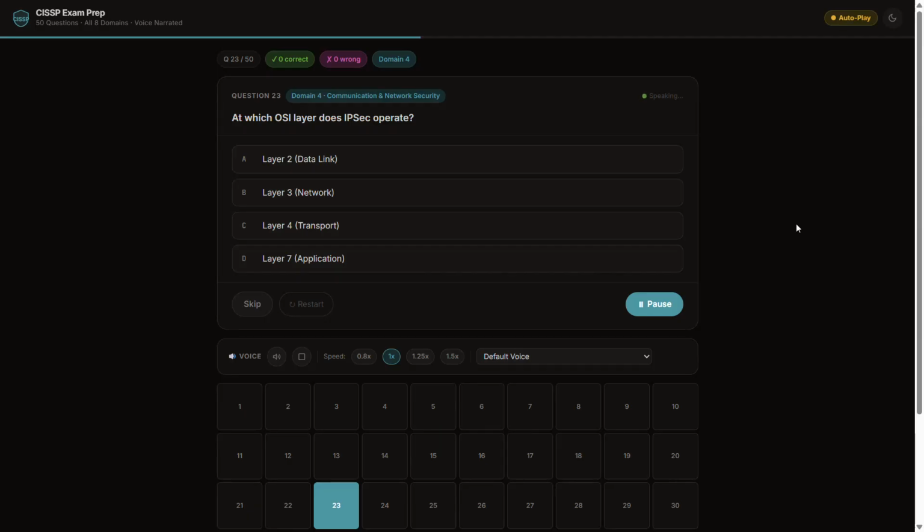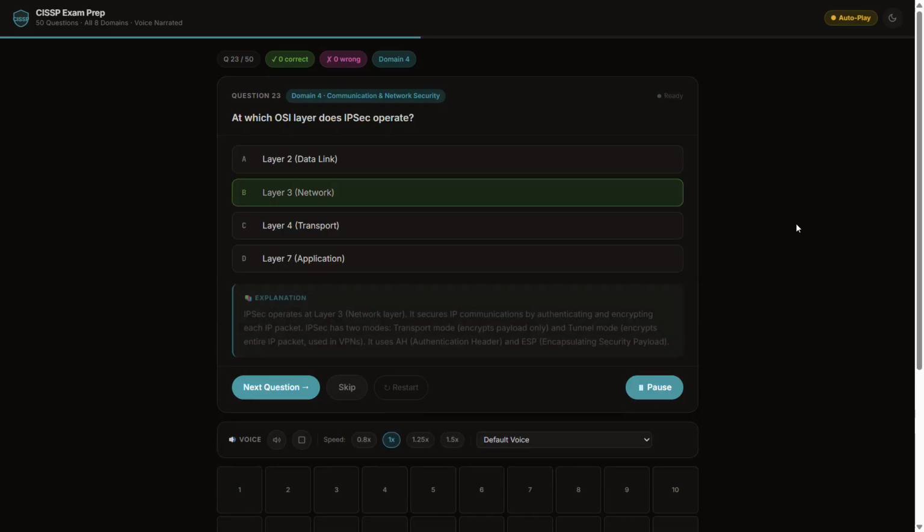Question 23. At which OSI layer does IPSec operate? Options: A. Layer 2, data link. B. Layer 3, network. C. Layer 4, transport. D. Layer 7, application.